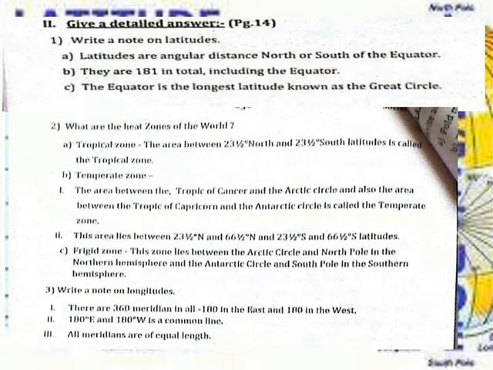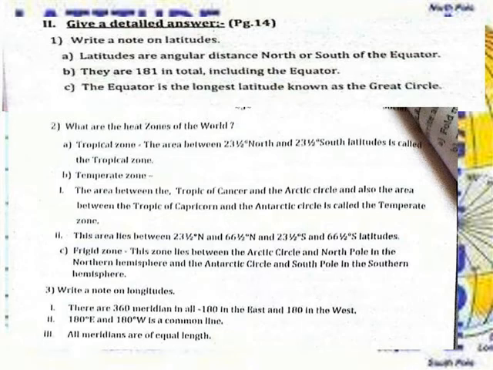This area lies between 23½ degrees north and 66½ degrees north, and 23½ degrees south and 66½ degrees south in latitude. Polar zone: places that lie between the Arctic Circle and the North Pole in the northern hemisphere, and the Antarctic Circle and the South Pole in the southern hemisphere.